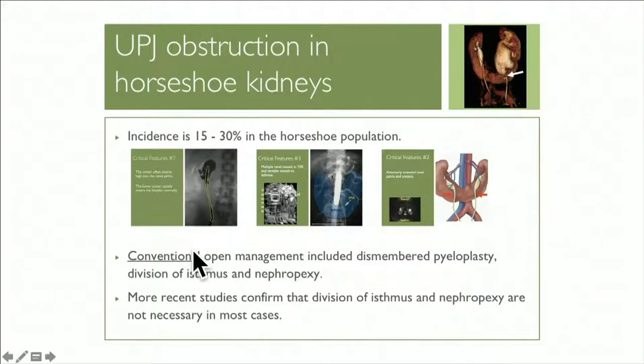We all have heard about UPJ obstruction in horseshoe kidneys. The incidence is a little bit higher, maybe 15 to 30%, depending on how you define UPJ obstruction. Again, high insertions, low kidneys, multiple vessels can all impact on that.